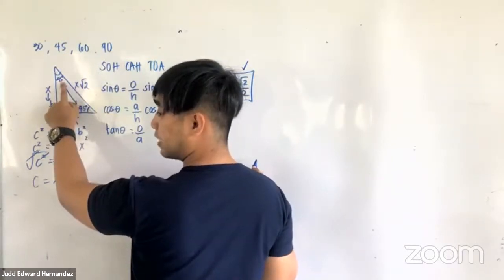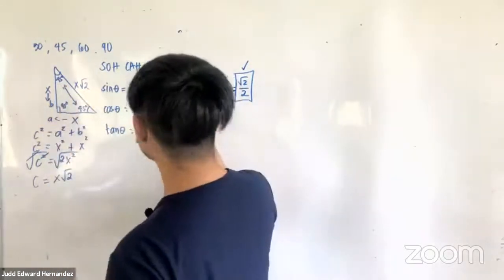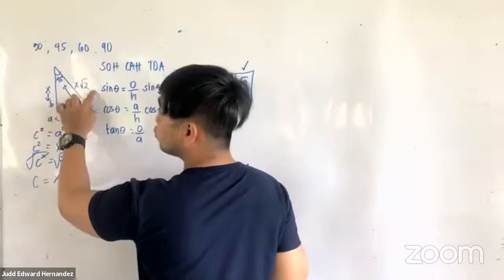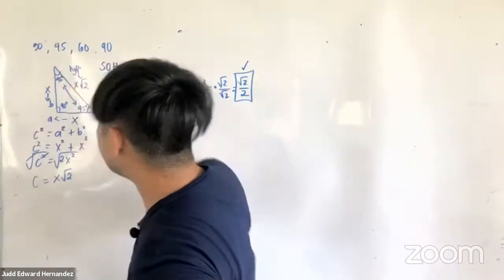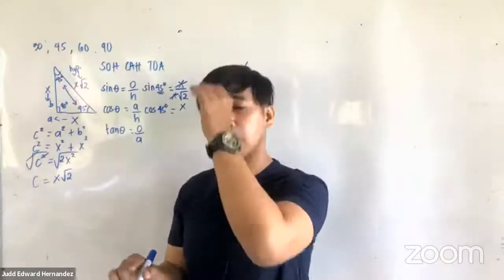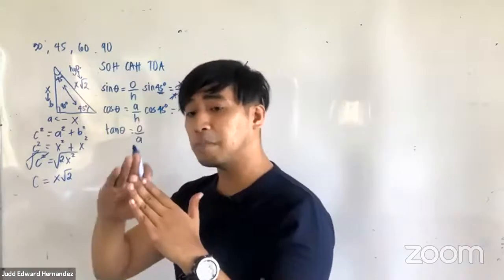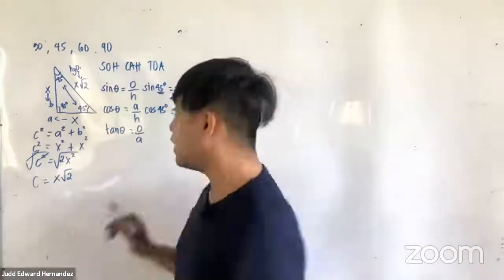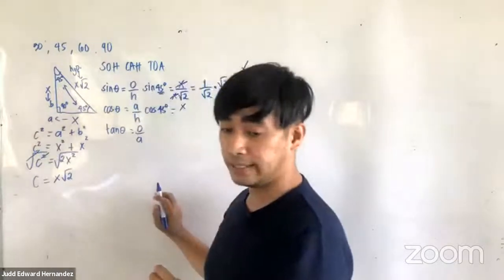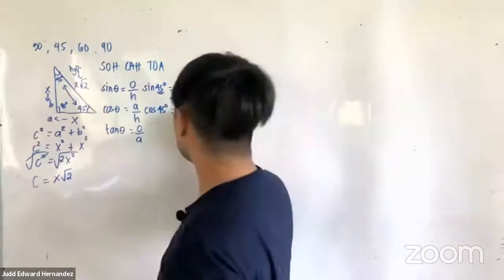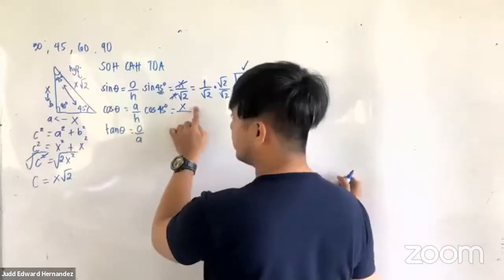Ano po yung adjacent sa kanya? X. Hindi po natin pwedeng piliin na ito yung adjacent side since this is our hypotenuse. Huwag po kayong malilito doon. Kasi kapag po may kasama po yung adjacent natin, ang makikita mong nakasandwich sa kanya is the hypotenuse and the adjacent side. Hindi naman po pwedeng gamitin tong side na to since this is the opposite side. Maliwanag? Okay. Cosine 45 is equal to adjacent over hypotenuse.